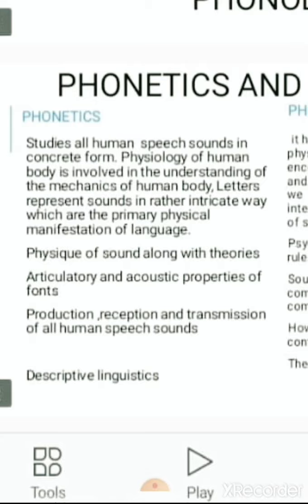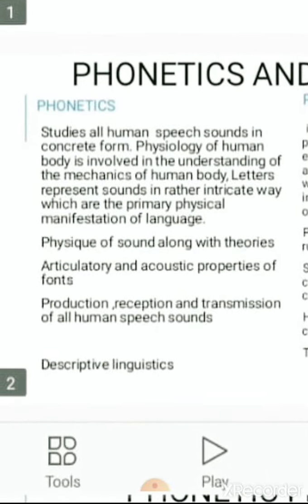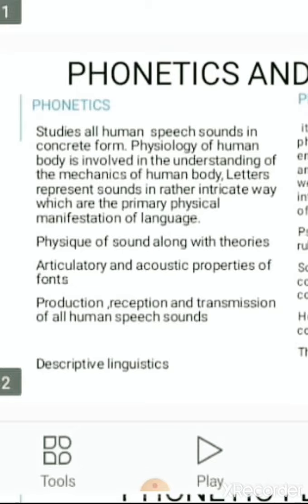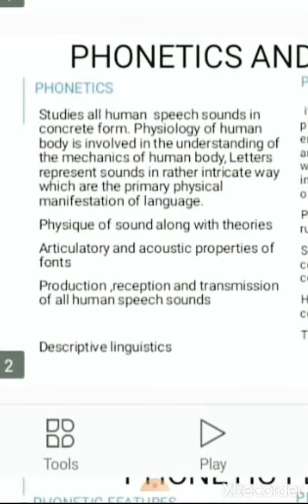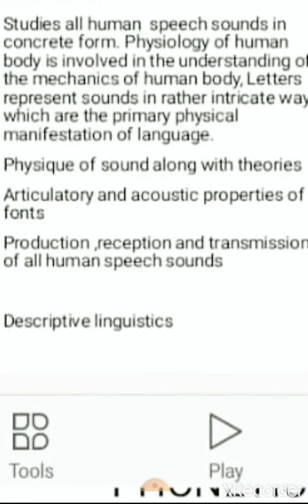Letters represent sounds in a rather intricate way, which are the primary physical manifestation of language. We study sounds, and these sounds are also known as phones. These sounds are not represented as they are; they are represented through letters, and we study the representation of sounds through letters in phonetics. So here we study the physique of sound along with theories.